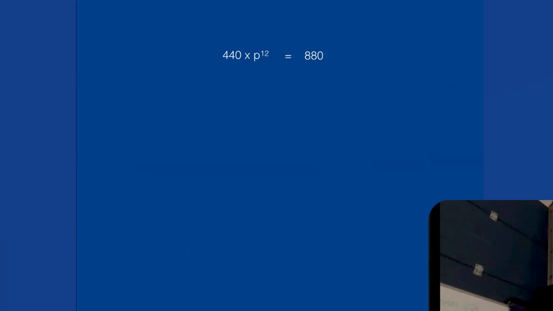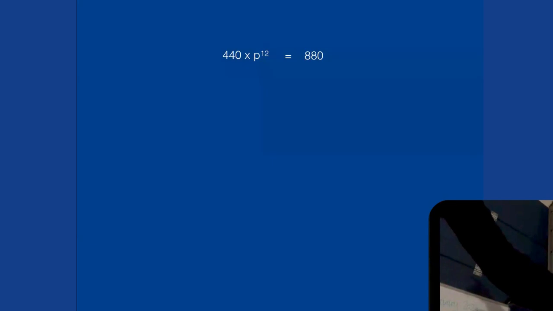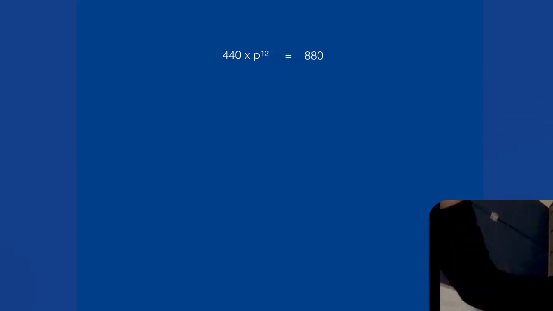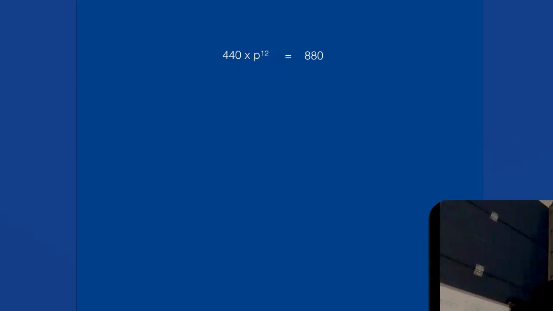Okay, so we're going to work with these numbers, which are the numbers for A4 times our percentage increase to the power of 12, which will then reach the octave note, which is 880. This will work with any octave, by the way. It would work from 880 to 1760 or 220 to 440.